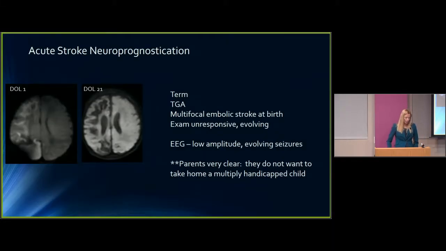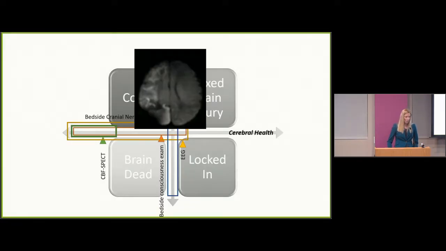So this was the first baby to receive a functional MRI from the cardiac ICU. This child has transposition of the great arteries and had a multifocal embolic infarct primarily involving the right hemisphere, but also the left. The EEG of this individual showed low amplitude and evolving seizures. The parents of this child were very clear. They did not want to take home a multiply handicapped child. And so by those current standard tests, this child would be somewhere in this category between coma and mixed brain injury. So it sounded like we were in the category of what the parents were fearing.